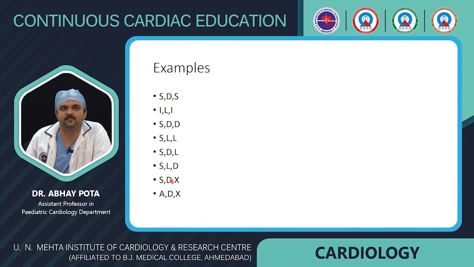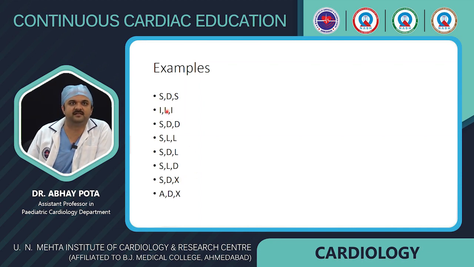Situs solitus, D loop ventricle, X indicates that one of the valves is atretic, either the aortic or pulmonary valve. Here ADX: X is for atresia, D is for D loop ventricle. What is A? A is for ambiguous. So situs can be either situs solitus or inversus or ambiguous. Ventricle looping can be either D looped or L looped, and great vessel relationship can be either normally related great arteries or inversely related, D posed aorta, L posed aorta, or one of the valves can be atretic. So whenever we read these kinds of terminologies, we should interpret them this way. Thank you.